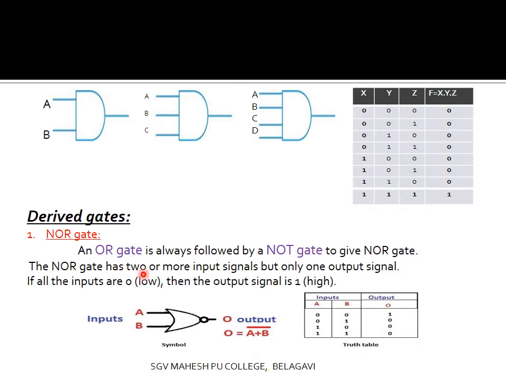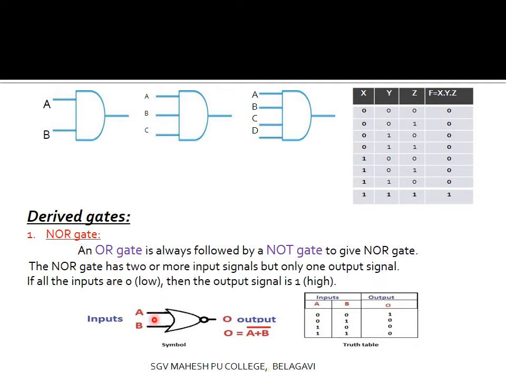A NOR gate has two or more input signals to produce one output signal. The rule for the NOR gate is that if all the inputs are low, that is 0, then the output is high, because it is the complement of an OR gate. That's why we represent it as N. N means NOT, NOR gate.